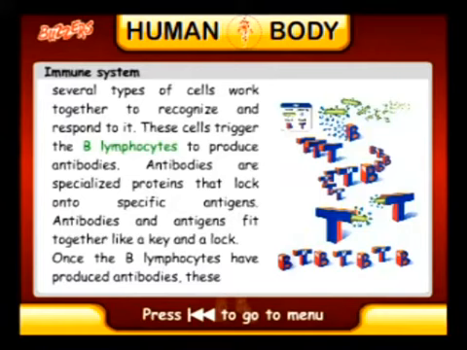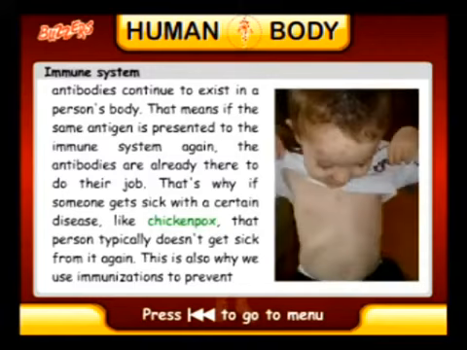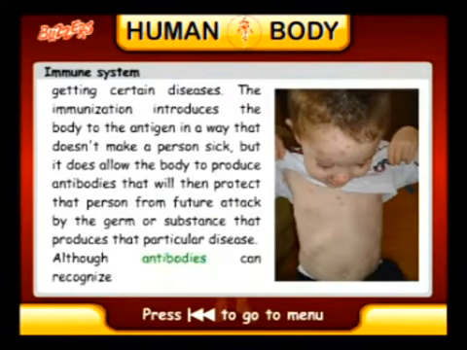Once the B lymphocytes have produced antibodies, these antibodies continue to exist in a person's body. That means, if the same antigen is presented to the immune system again, the antibodies are already there to do their job. That's why, if someone gets sick with a certain disease like chickenpox, that person typically doesn't get sick from it again. This is also why we use immunizations to prevent getting certain diseases.